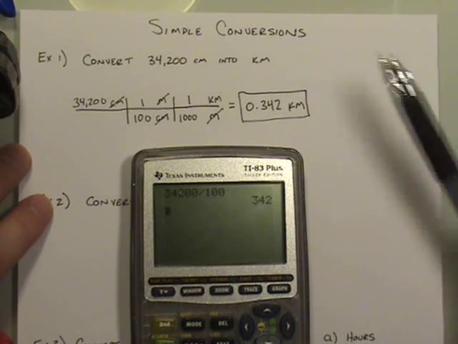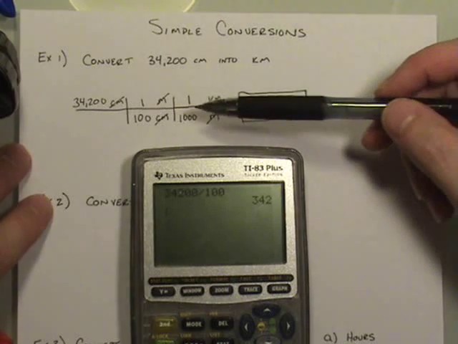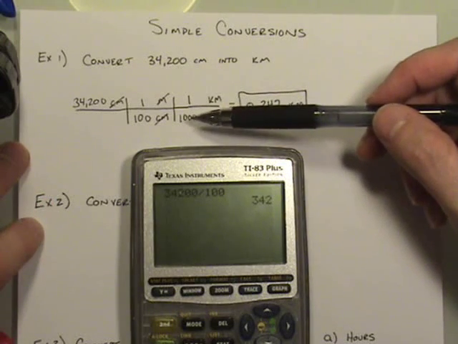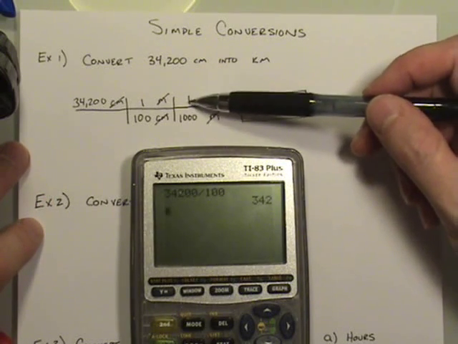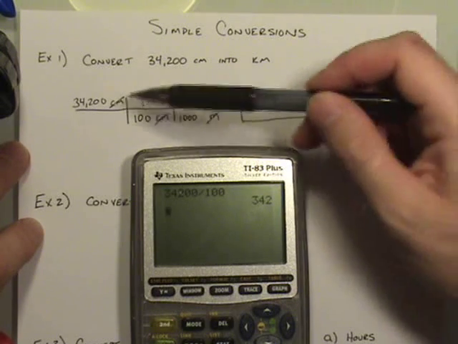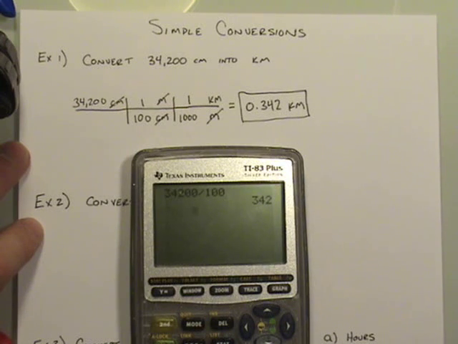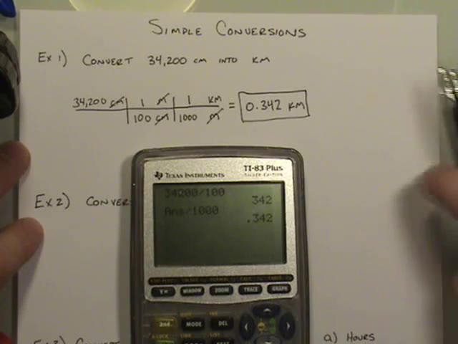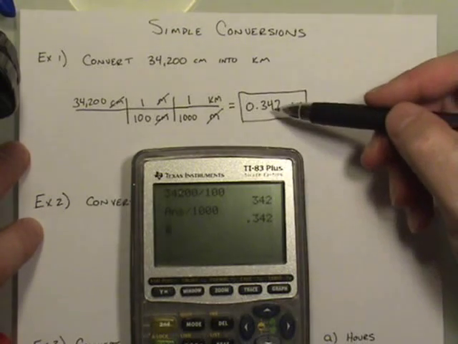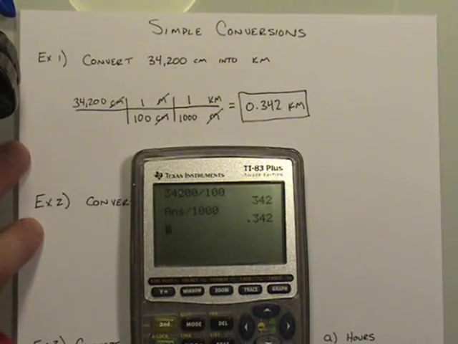Okay, now we've taken care of the first portion. Now the trick is, what do I do next? Do I multiply or divide? Well, clearly, if the 1,000 were up here, we would multiply. But the 1,000 is on the bottom. So instead, what I want to do is to divide again, this time by 1,000, and I get the 0.342 that we got for our original answer.